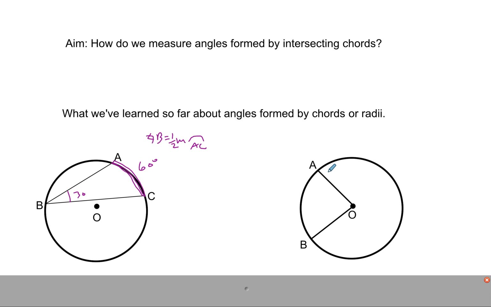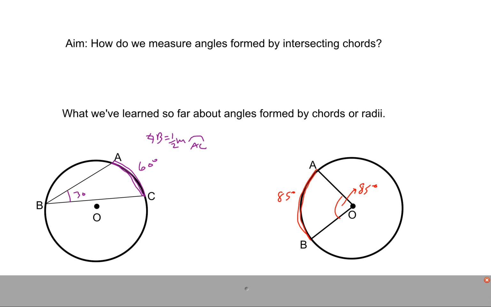We also learned that a central angle, which is an angle whose vertex is in the center of the circle, is equal in measure to its intercepted arc. So for example, if the measure of arc AB here in red was, let's say, 85 degrees, that means that the measure of angle AOB, the central angle, is also equal to 85 degrees.